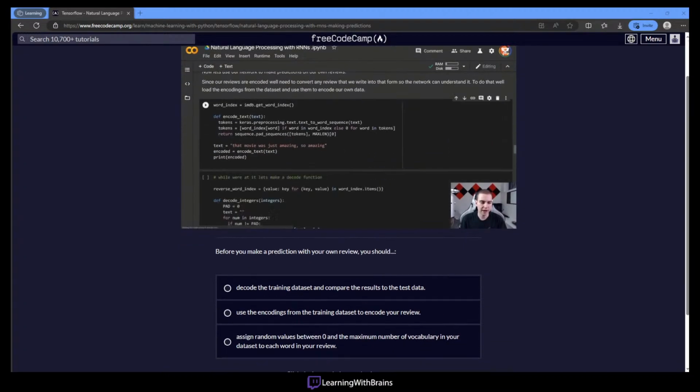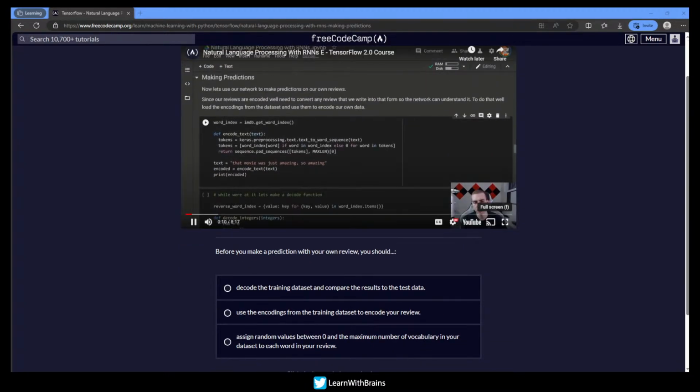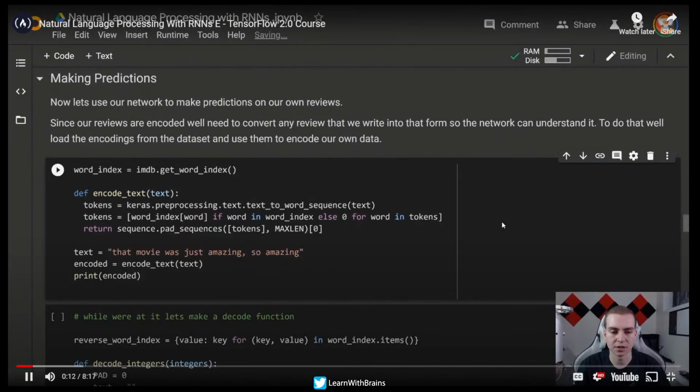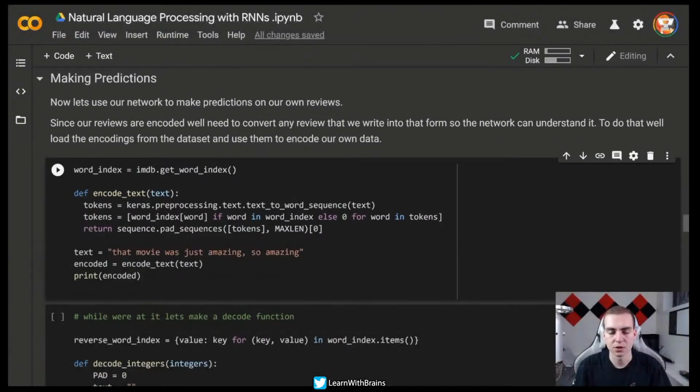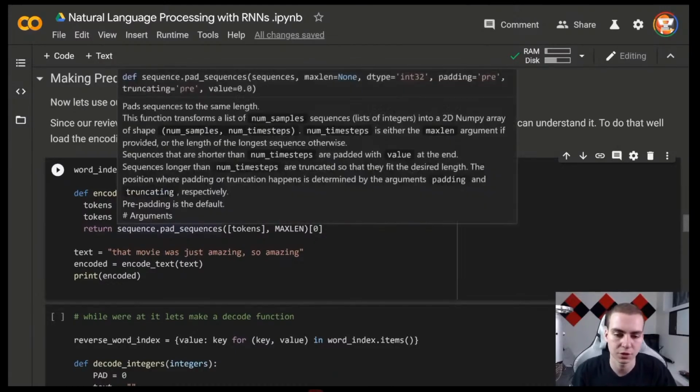So the idea is that now we've trained our model, and we want to actually use it to make a prediction on some kind of movie review. So since our data was pre-processed when we gave it to the model, that means we actually need to process anything we want to make a prediction on in the exact same way. We need to use the same lookup table. We need to encode it precisely the same. Otherwise, when we give it to the model, it's going to think that the words are different, and it's not going to make an accurate prediction.